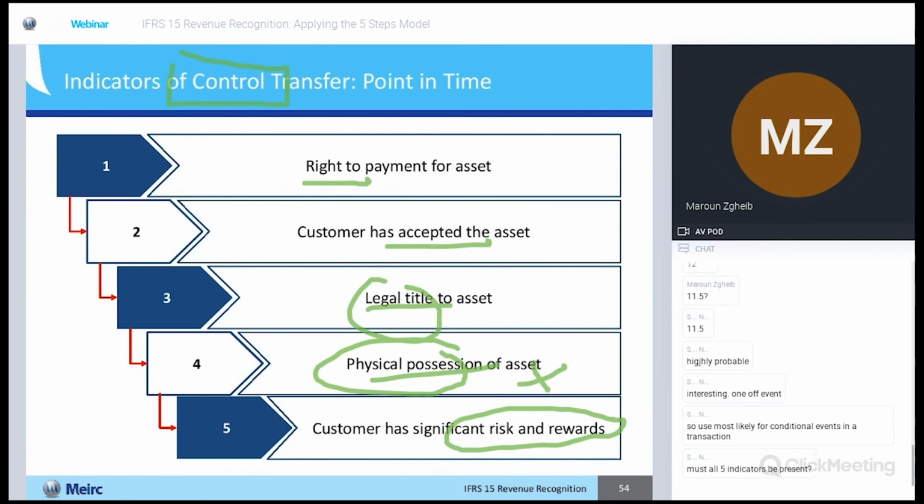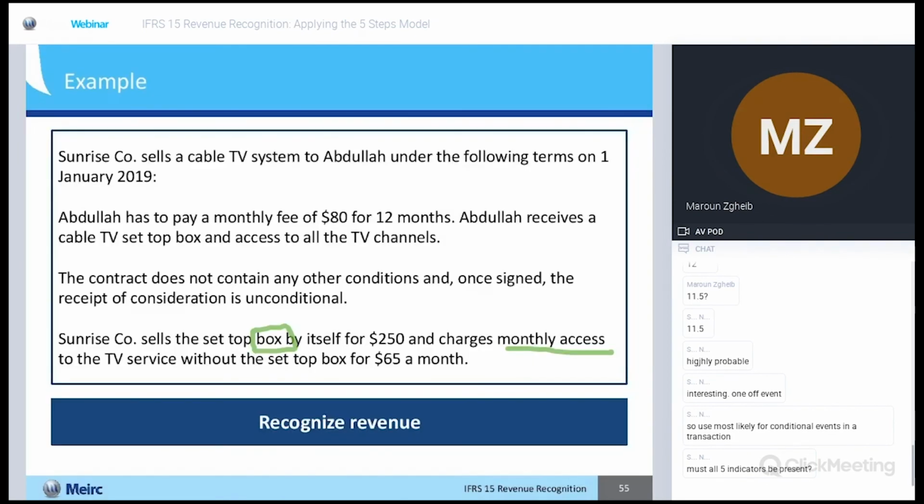And remember, those are only indicators. Other indicators might be in place that indicate that control was transferred at a point in time. But those are examples of indicators that indicate that control is being transferred from the seller to the buyer. Okay?